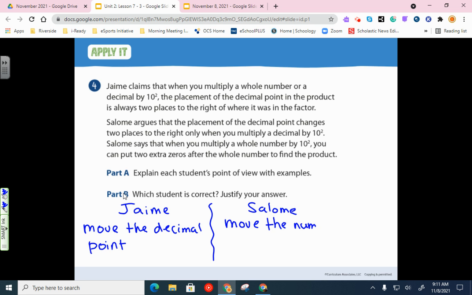When I first started teaching this to you, I really focused on moving the numbers to different place values. And then when we started working with bigger numbers, we started talking about moving the decimal point to a different place value. And that's your deal for that. It asks which student's correct. Very simply, both. Both of them are correct. And justify your answer, we can do that with what we just wrote there. So pretty simple. Both are correct.